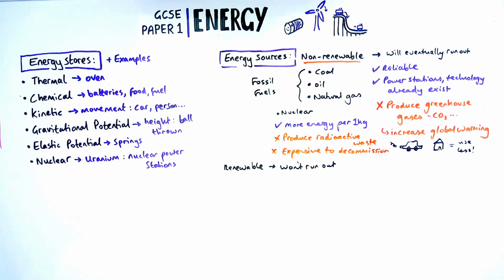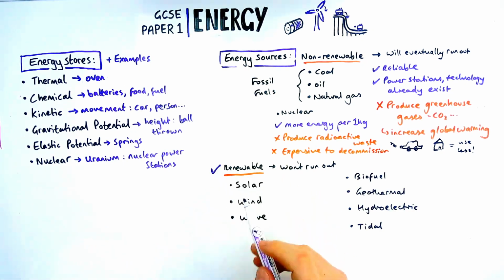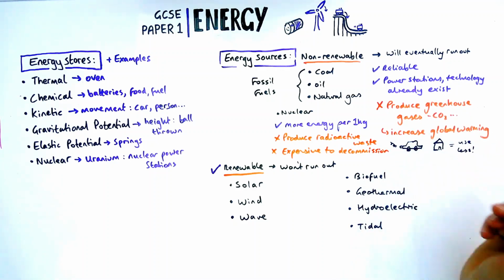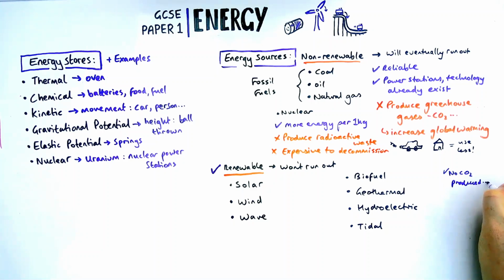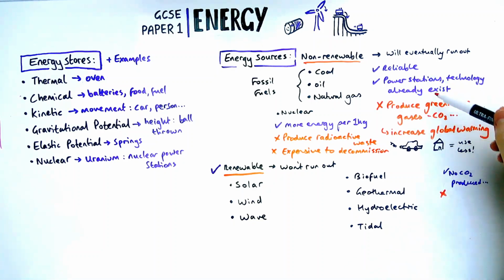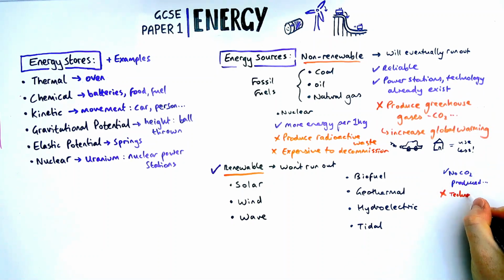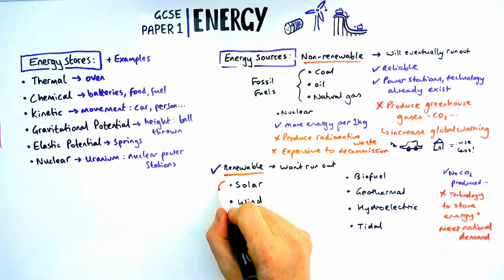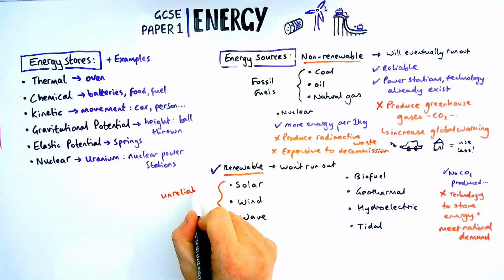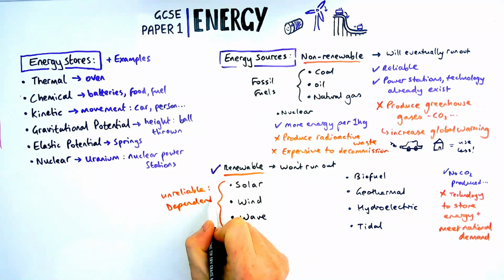Now, renewable energy sources won't run out. They're made up of these 7 different types of renewable energy source you see here: solar, wind, wave, biofuel, geothermal, hydroelectric, and tidal. Now, the main benefits of these are the opposite of non-renewable sources. They do not produce greenhouse gases, apart from biofuel, but that's still carbon neutral, and they do not contribute towards global warming. The downsides are they're not as reliable generally, especially these 3 on the left.